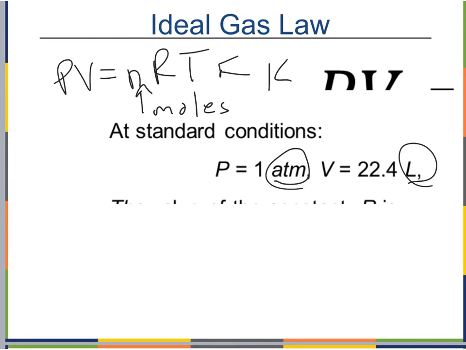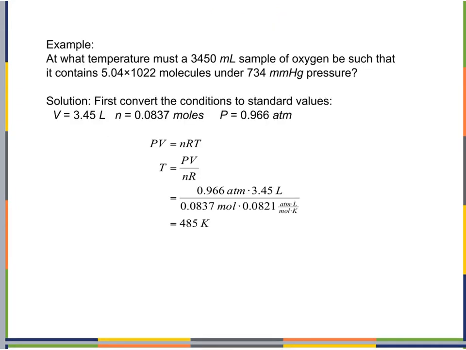And so whenever we're faced with the ideal gas law, we have to make sure that everything, pressure has to be in atmospheres, volume has to be in liters, the amount has to be in moles, and R has all of those in it, right? And then temperature is in Kelvin. So let's take a quick look at a problem using PV equals nRT.